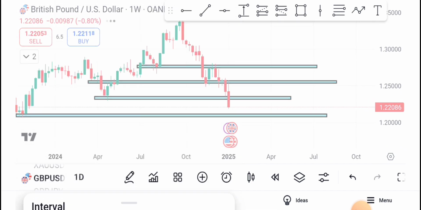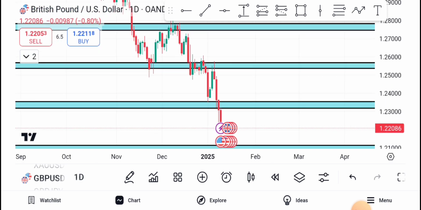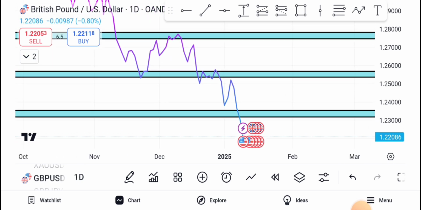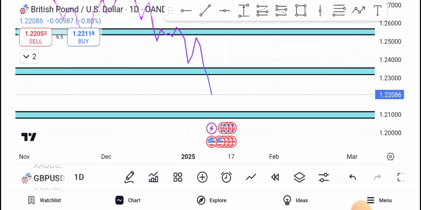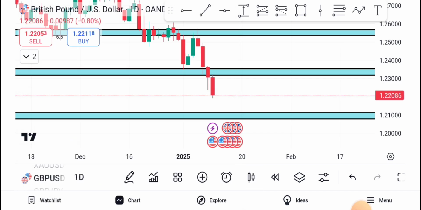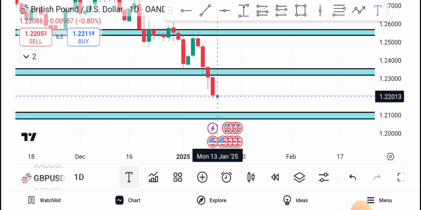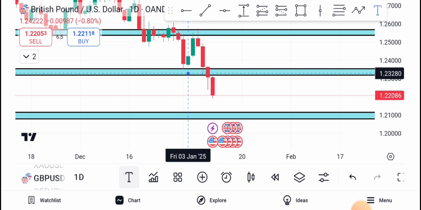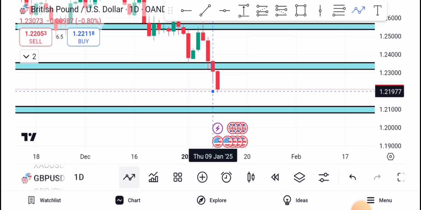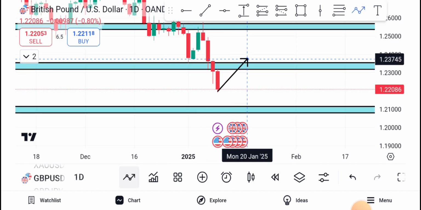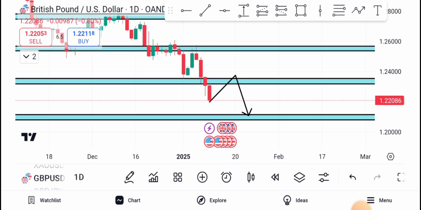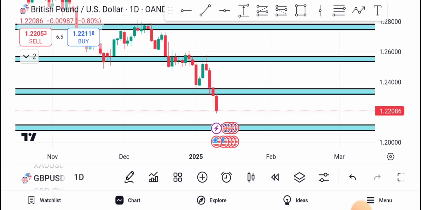Then after doing this, I'll head down to the daily time frame, because obviously we can't trade from the weekly time frame. So on the daily, I'll just be looking at my most recent support or resistance to trade from. This is the recent one that we had, that price broke through. So all I'll be waiting for is for price to come back into this area, and then I'll sell to the downside. Very easy.